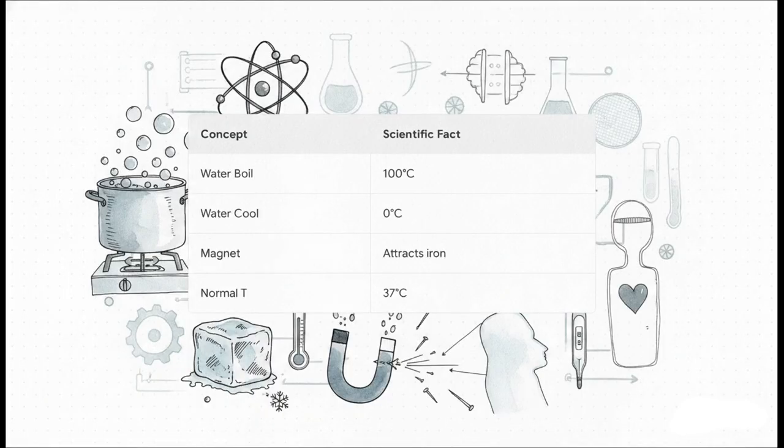And here is a fantastic list showing exactly what these universal facts look like. You see, a fact is the final destination of all our classroom detective work. Water boils at exactly 100 degrees Celsius. Water cools or freezes at 0 degrees. A magnet inherently attracts iron. And the normal human body temperature is 37 degrees Celsius. These are fixed, done. We don't need to infer them anymore. Instead, they become the absolute foundations upon which we build our next set of brand new observations.